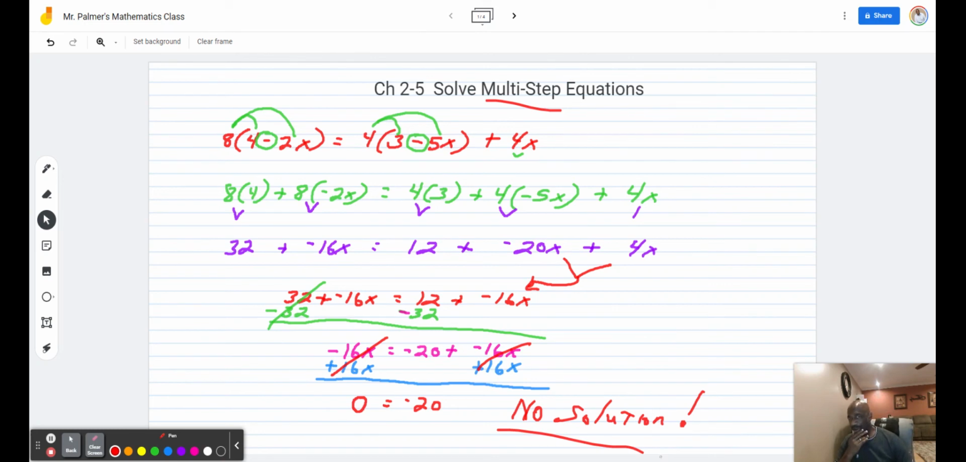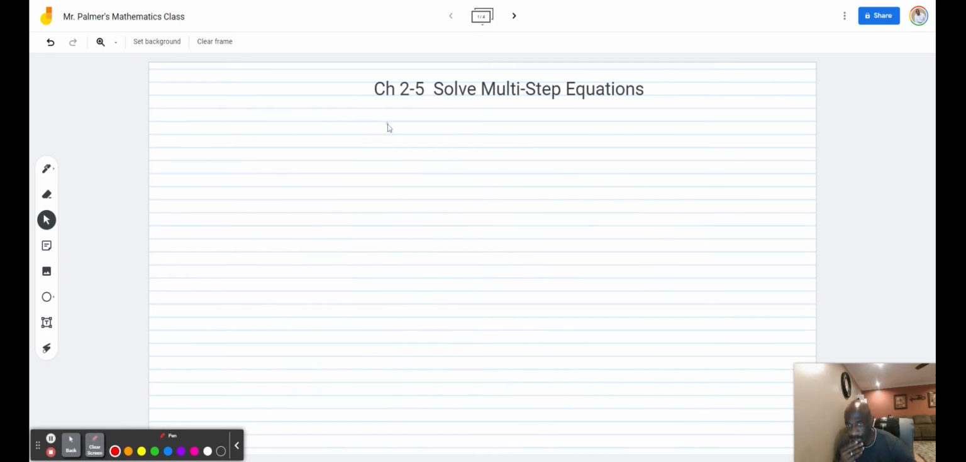I'm going to give you an example of why this is no solution. Look at this. Suppose I give you a simple problem that says x plus 1 equals x. How can I solve this? What could x be to make this a true statement? Let's plug in a number at random. Let's say x was the number 5. If x is 5, then this side must also be 5.